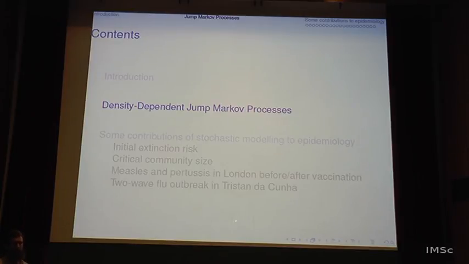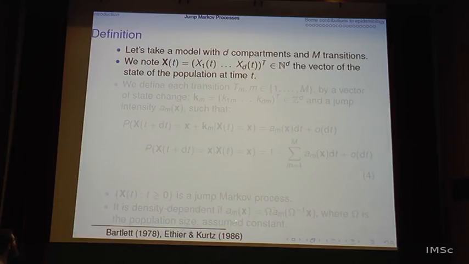So the models we are going to talk about, the stochastic models, actually generalize the Bartlett model to any kind of compartmental model you want. And their name is density-dependent jump Markov processes. And so that's the not so nice part, but I had to put it anyway, is that you can define this in a very general way.